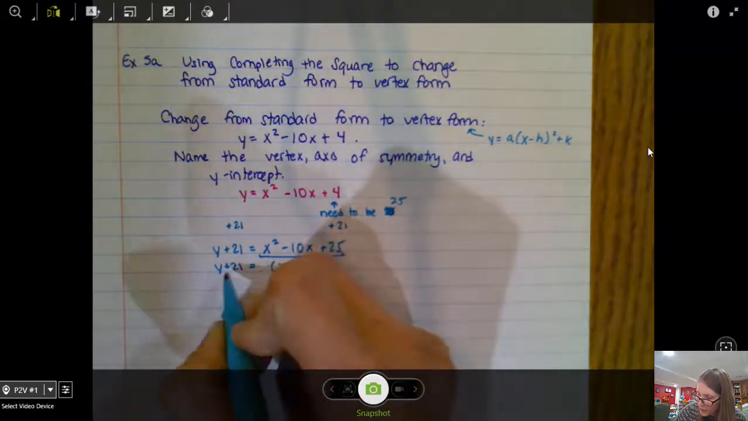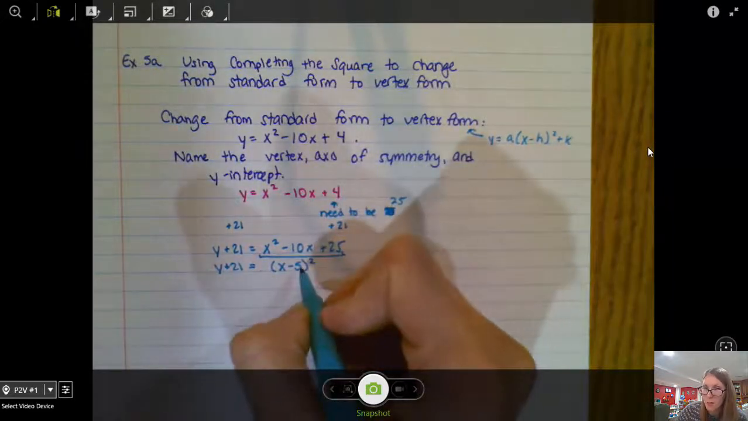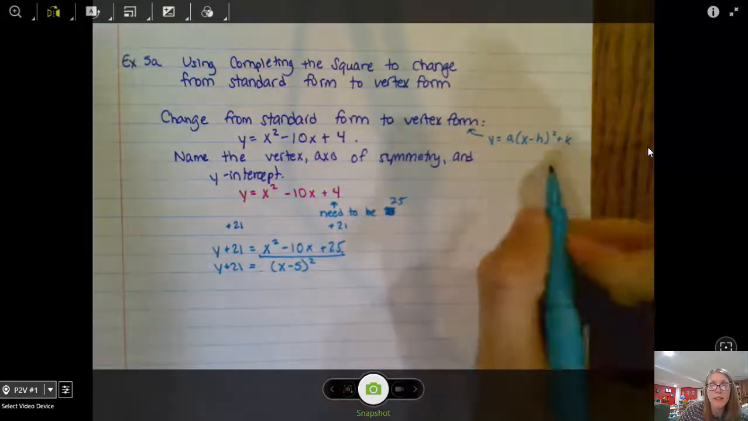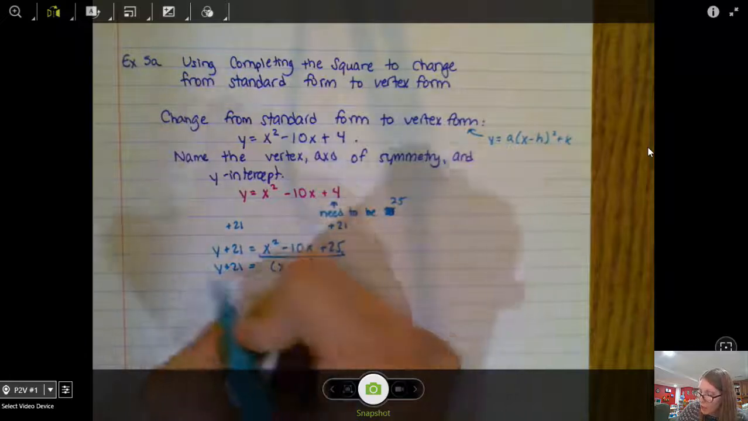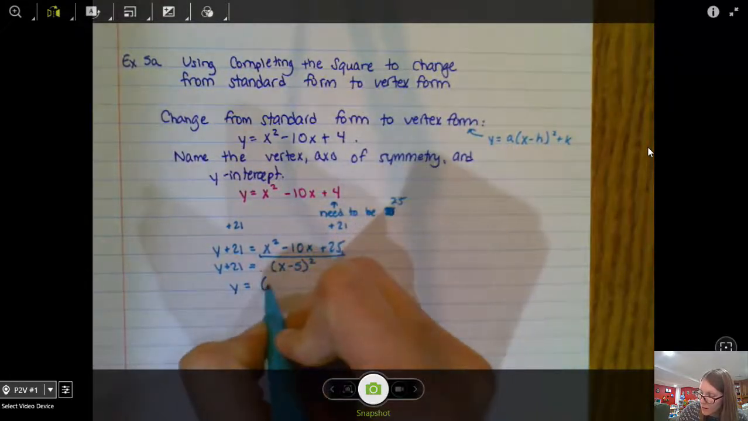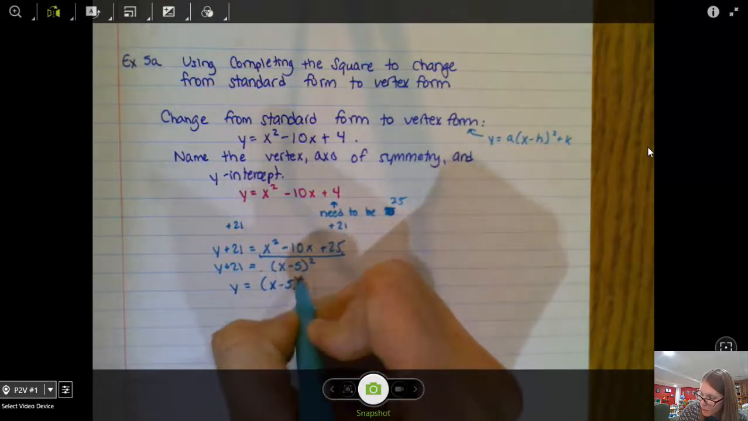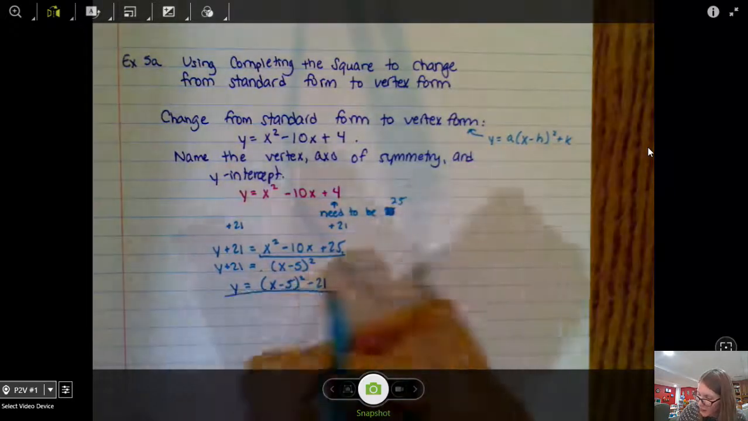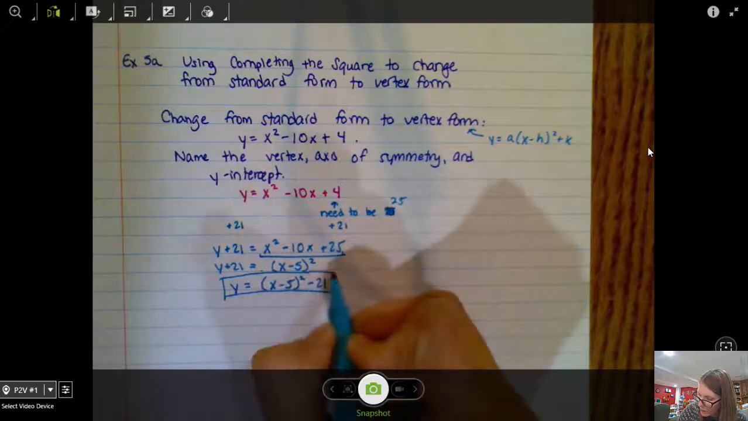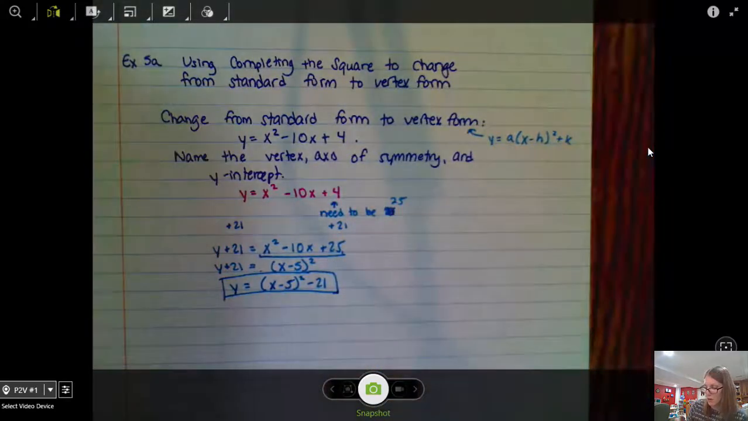As soon as we write this as a binomial squared, you might be thinking, hey, that's really close to vertex form. All I have to do is get y by itself. Subtract 21 from both sides. And there we go. There's vertex form. Y equals (x minus 5) squared minus 21.